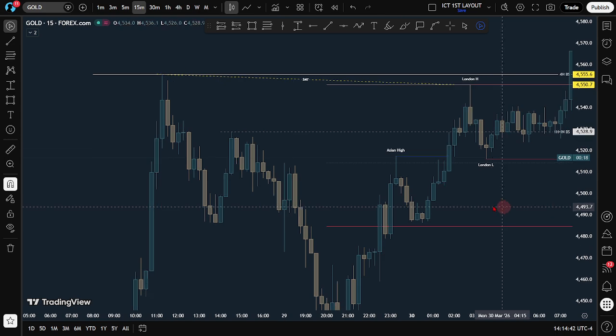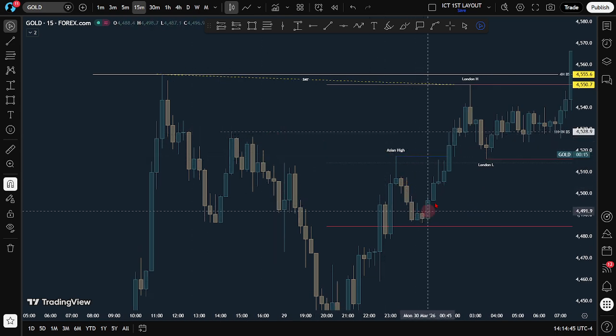That's what I marked. You can see that there are so many liquidities that are being cleared. We cleared the Asia high, we cleared the 1 hour buy side liquidity. EUR and GBP cleared the 4 hour buy side liquidity here. We created SMT here. That shows that price wants to sell.